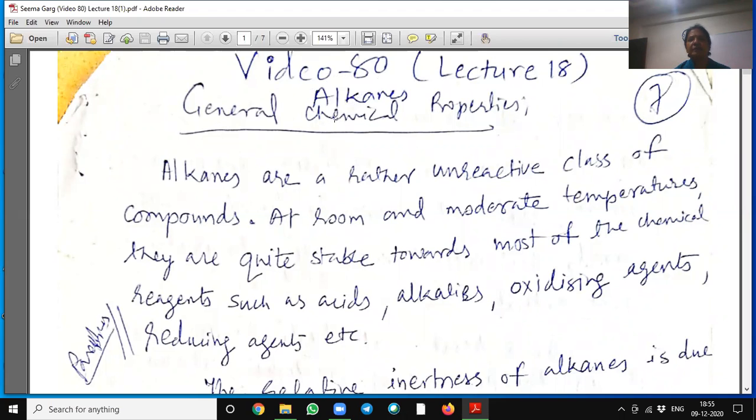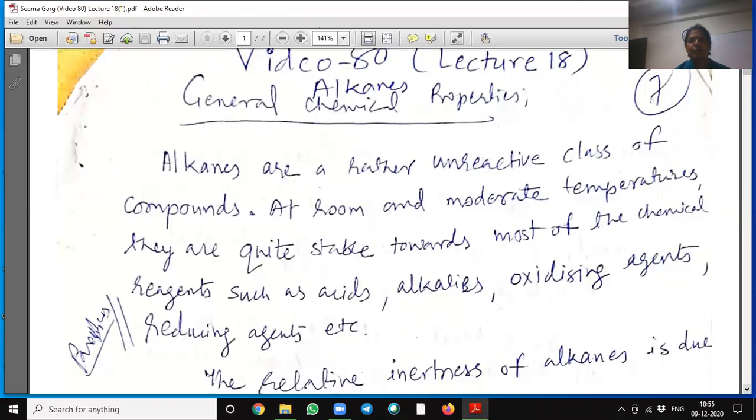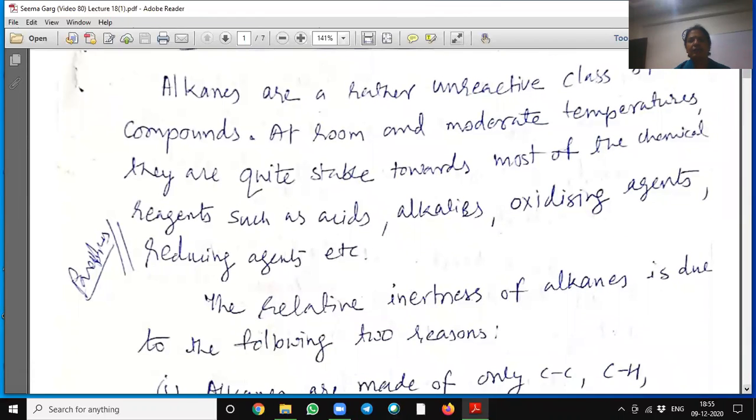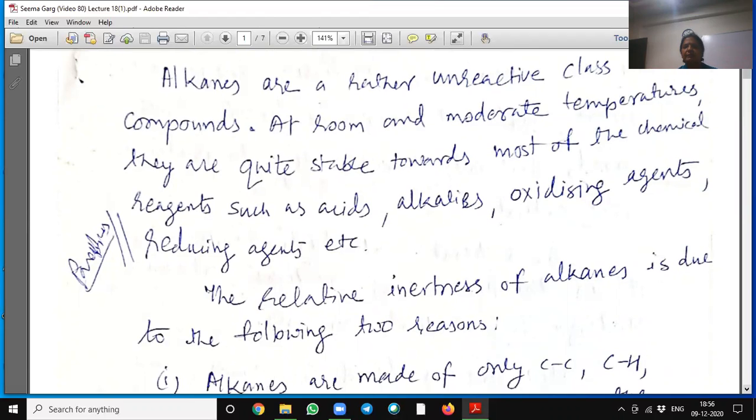Alkanes, General Chemical Properties of Alkanes. Alkanes are a rather unreactive class of compounds. At room and moderate temperatures, they are quite stable towards most of the chemical reagents such as acids, alkalis, oxidizing agents, reducing agents, etc. And due to this reason, they are also known as paraffins.